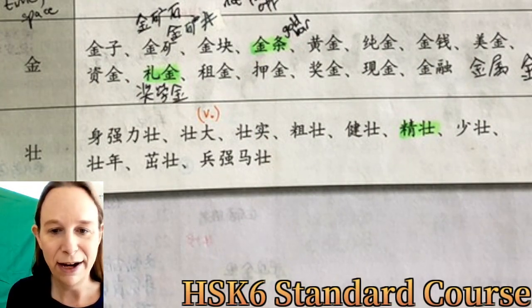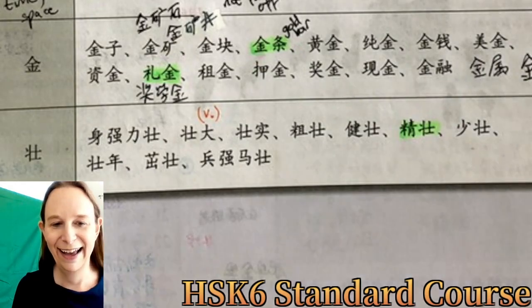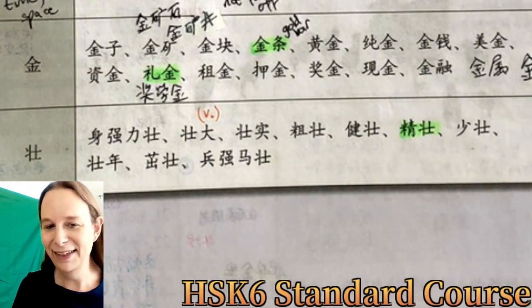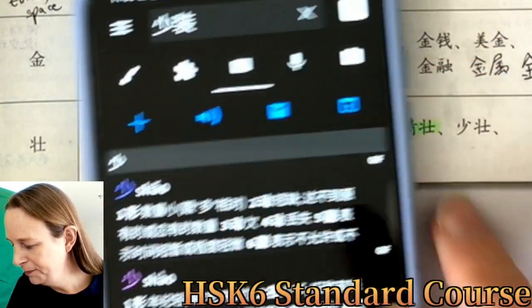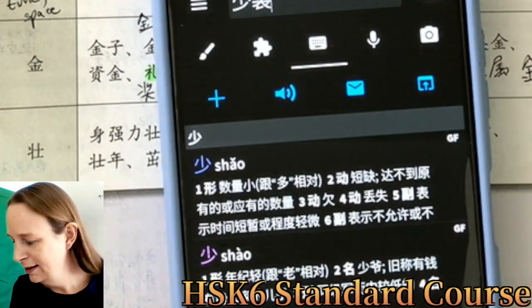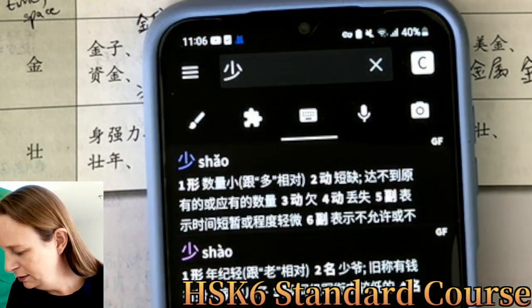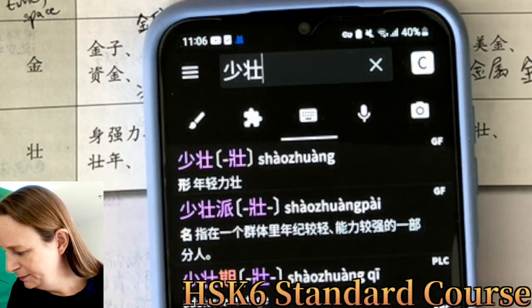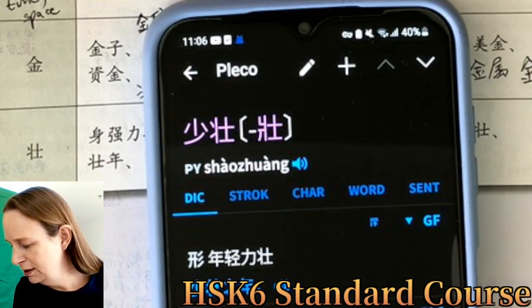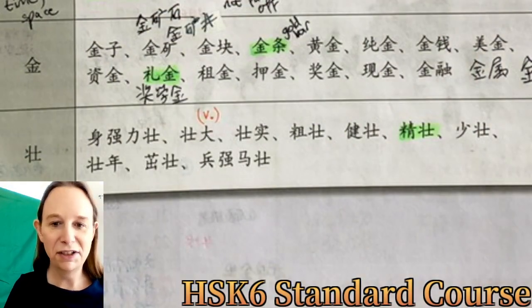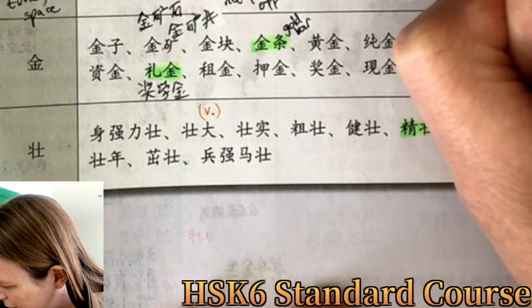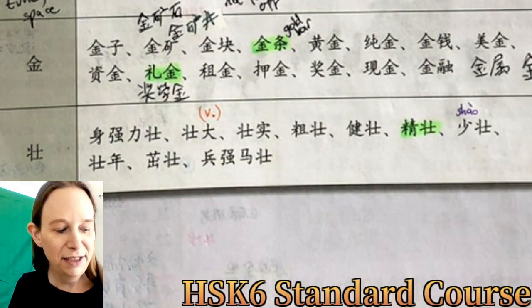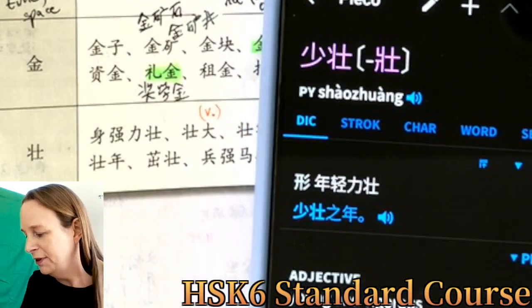小壮, what is 小壮? I got nothing for this one either. Okay, it's not in the dictionary. That's because I put in the wrong 壮. 少壮. Oh, okay, that makes more sense now. 少 here, fourth tone. 少 is 青少年的少, fourth tone.